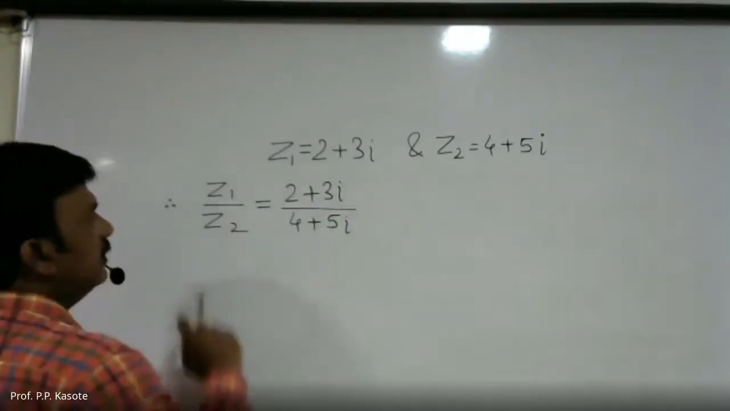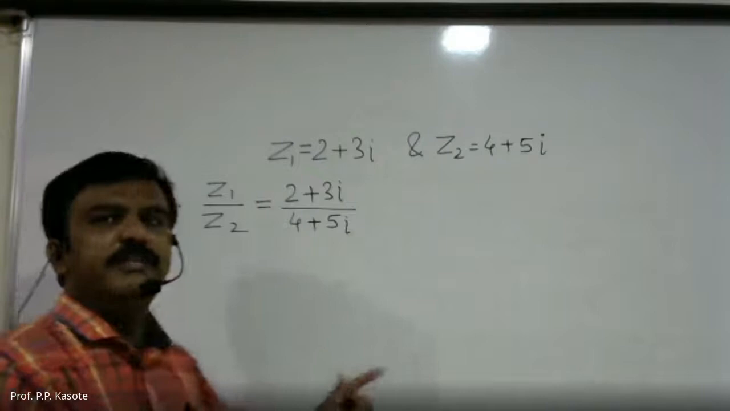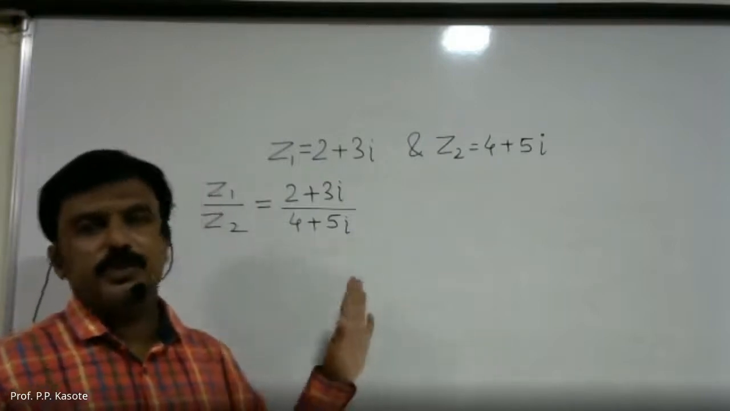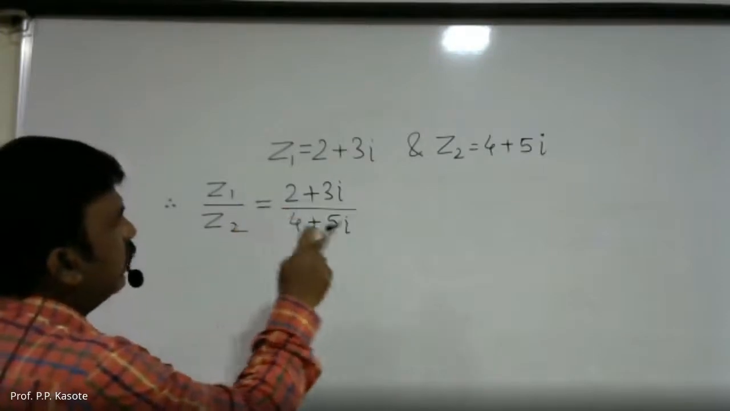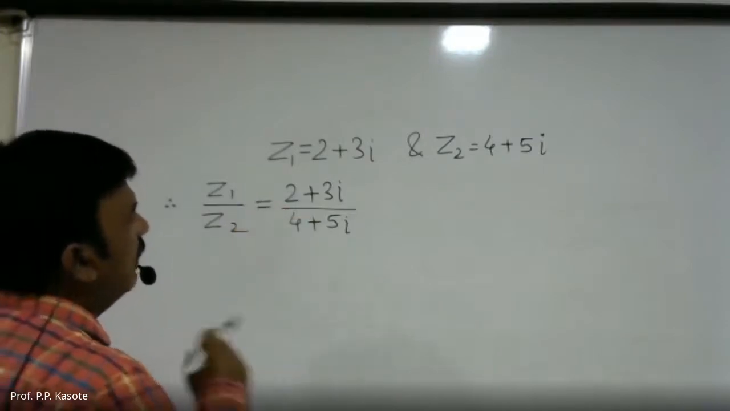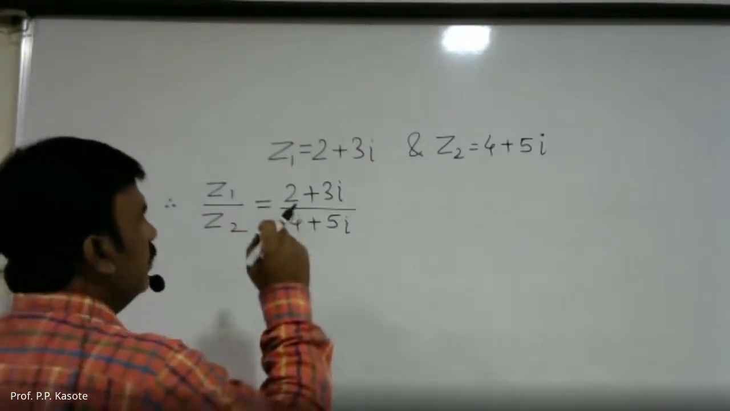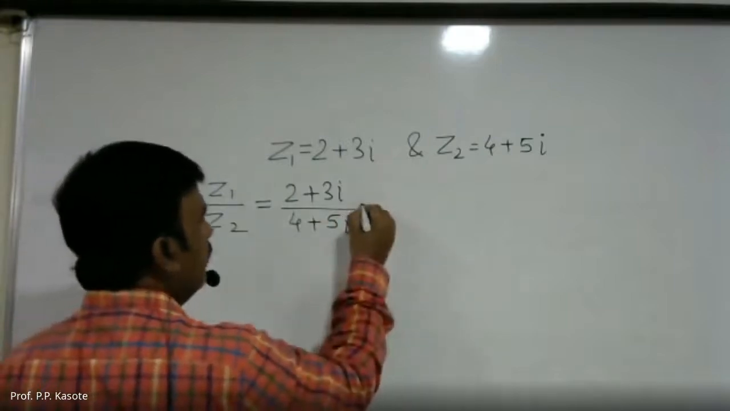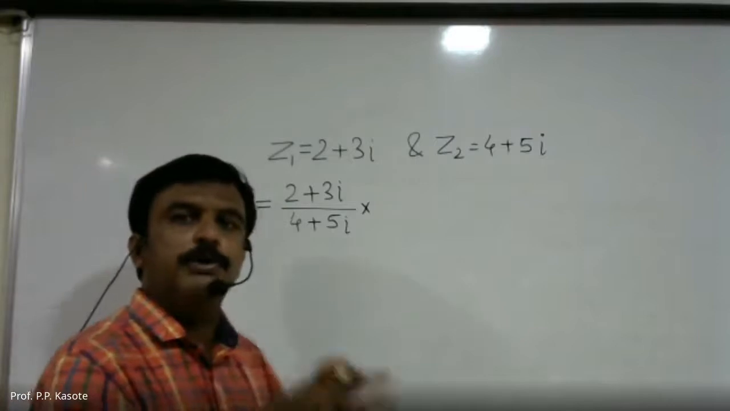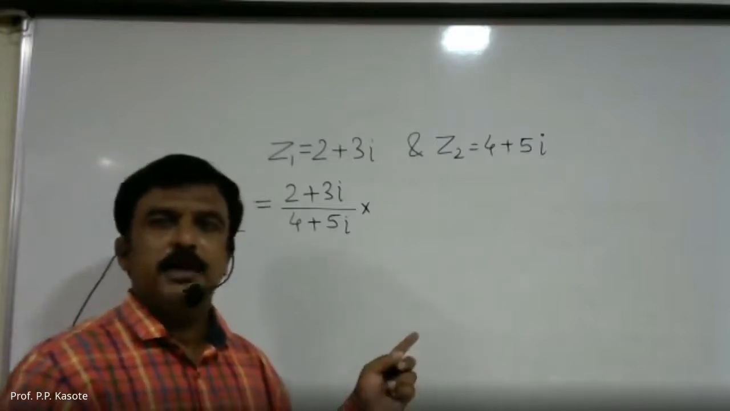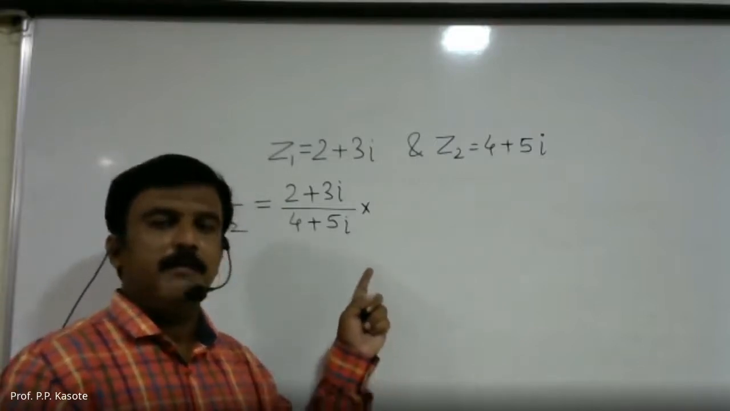Now to divide this number by this, division is very simple. Please see the process carefully. The process is very simple. Now 2 plus 3i को हम लोग 4 plus 5i से divide कर रहे हैं. So to start with the same, what will we do? We'll multiply numerator and denominator by conjugate of the denominator. I'll repeat. हम लोग क्या करेंगे यहाँ पे?